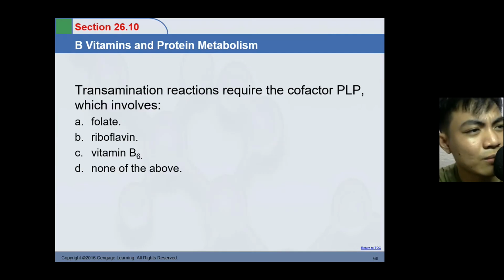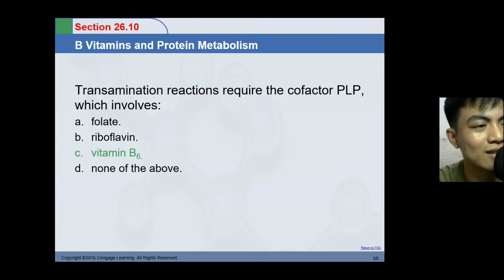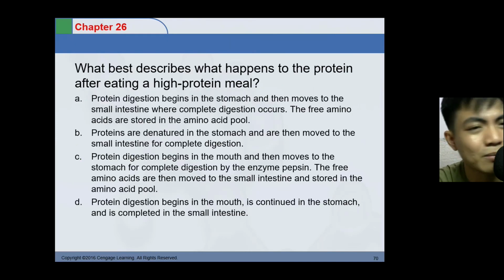Let's try to answer this problem. Transamination reactions require the cofactor PLP, which involves, sinabi ko na kanina, ano yung source ng PLP? Vitamin B6. Okay? So again, PLP stands for pyridoxal phosphate. Okay? Ay, patapos na tayo actually. What best describes what happens to the protein after eating a high-protein meal?